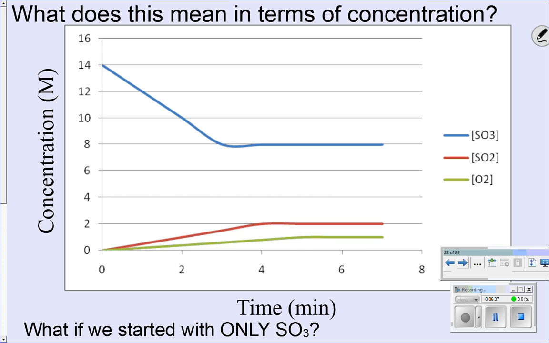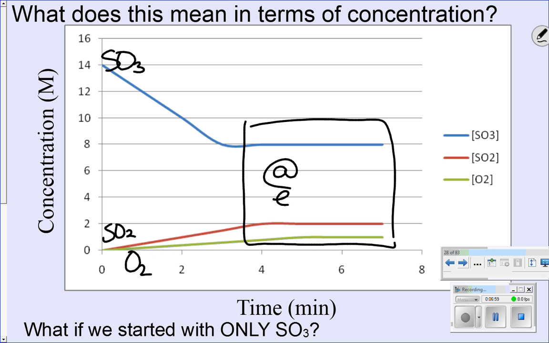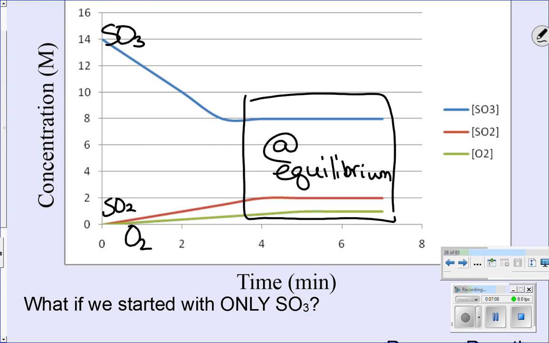If we started instead with SO3, so say originally we wanted to run the reverse reaction as our first reaction, SO3 is going to break down into SO2 and O2. What you're going to notice here is the lines don't happen to cross, just because SO3 is always greater in concentration. It doesn't go down as low as the other ones. We still are ending up at equilibrium, and where those lines are straight, that's telling us our concentrations are constant.